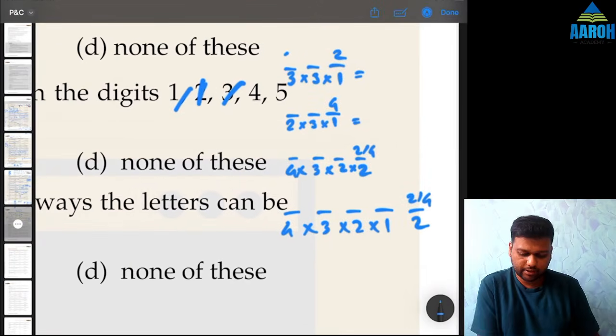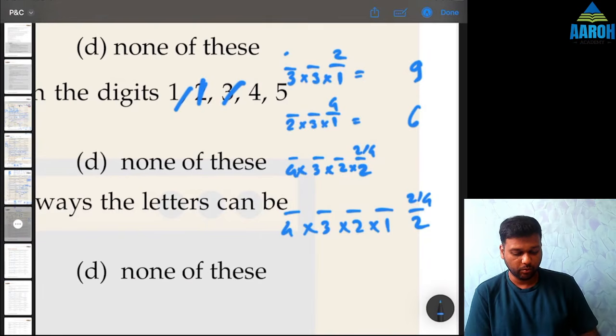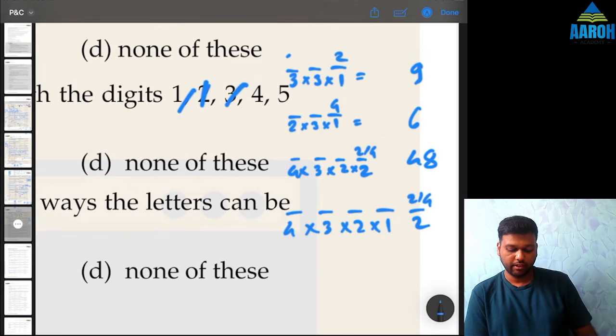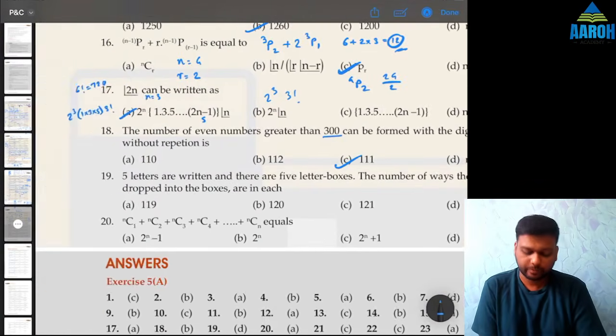So we have to add all this. That is 9 plus 6 plus 4, 3, 2, 2. That is 48. Plus 4, 3, 2, 2. That is 48. So 48 plus 6 plus 9 gives you 111, which is option C.